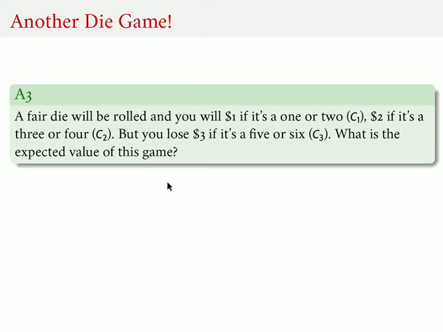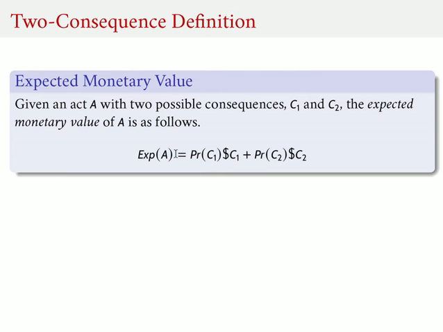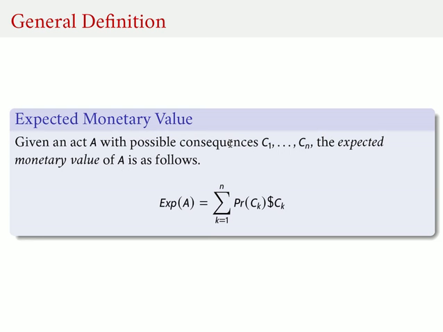So here is another die game. A fair die will be rolled, and you're going to win $1 if it's 1 or 2. So that's the first possible consequence. $2 if it's 3 or 4. Okay, but if it's 5 or 6, you're going to lose $3. So let's ask, what is the expected value of this game? Now here we have 3 possible consequences, so we can't apply the earlier formula, because that formula just tells us how to do it with 2 outcomes. But as I've stressed here, all we have to do is just add an additional outcome.